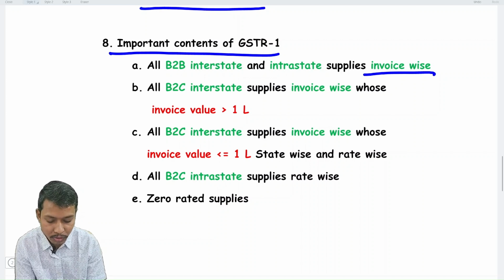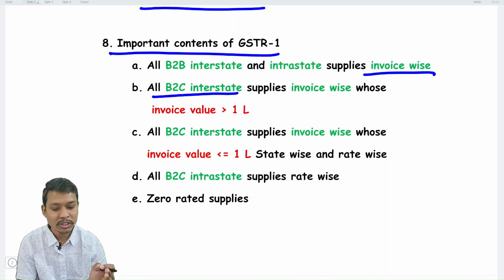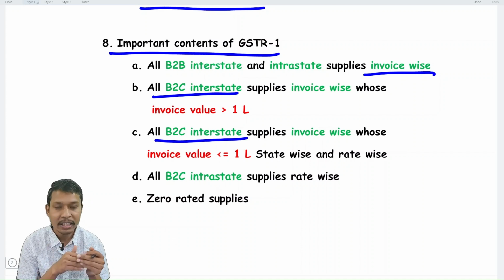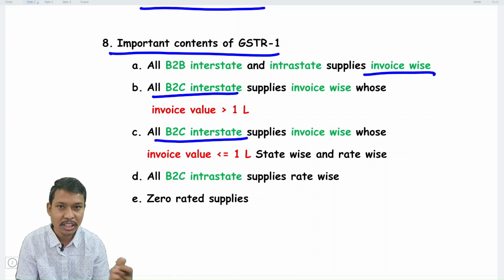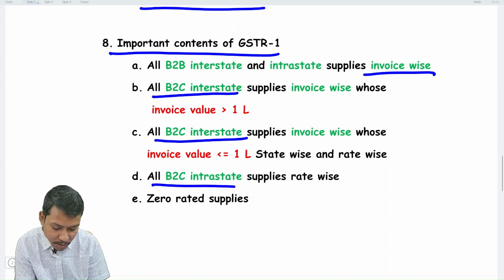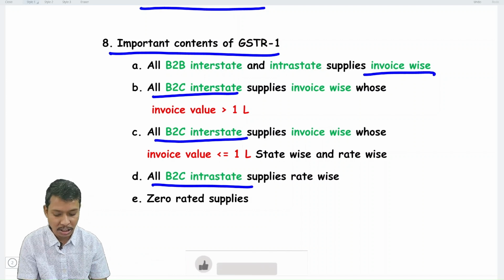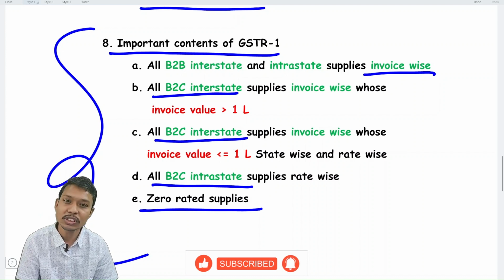And next comes B2C interstate supply. If the B2C interstate supply has an invoice value greater than 1 lakh, then an invoice-wise breakup has to be given in GSTR-1. And next, for B2C interstate supply whose invoice value is less than 1 lakh, an invoice-wise breakup is not required, but state-wise details as well as rate-wise information has to be given in GSTR-1. And next comes B2C intrastate supplies, for which rate-wise information has to be given in GSTR-1, and zero rated supplies. All these are the important contents of GSTR-1.